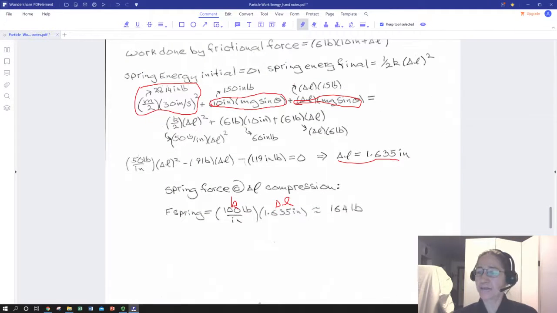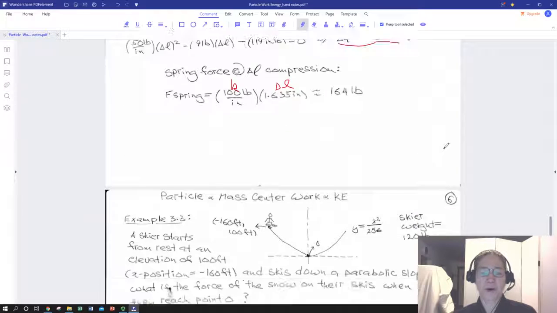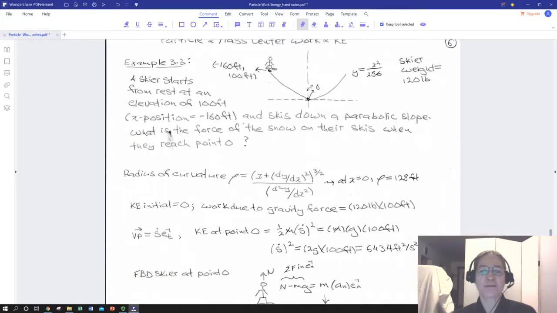So that is it for this lecture. We will pick up the next one and have some more examples of curvilinear motion, where we're going to apply work-energy to help us find what we need to know in those curvier situations.